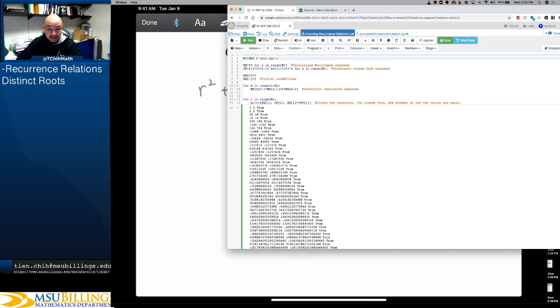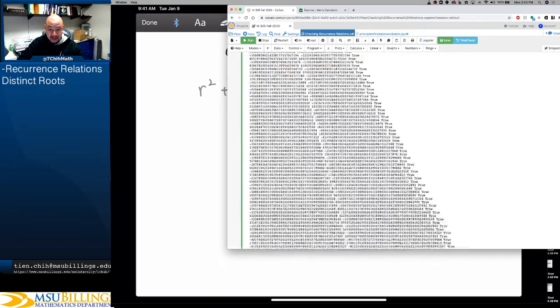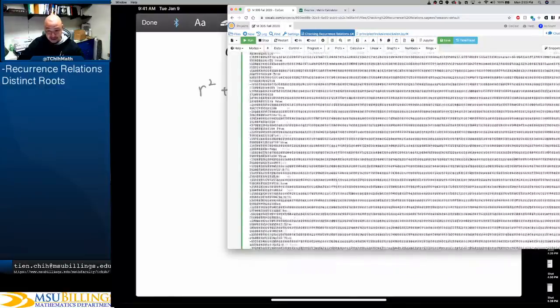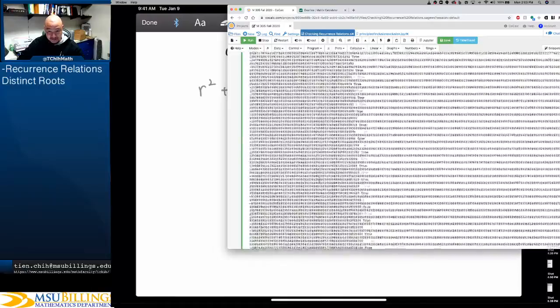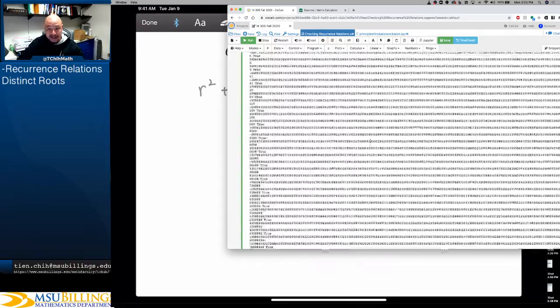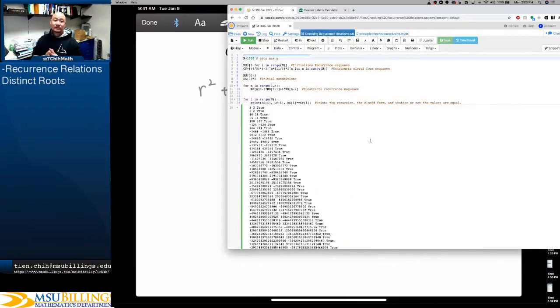I could set it to be the first 1,000 terms, and I don't know what we would gain from that, except a much longer output, but we can see that at least for the first 1,000 terms, they match up. And this, combined with the fact that we proved that this technique to find the solutions works, should convince us that yes, this is a valid solution to this recursion with these initial conditions.